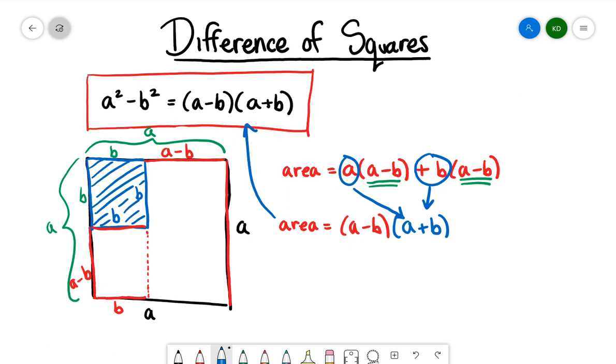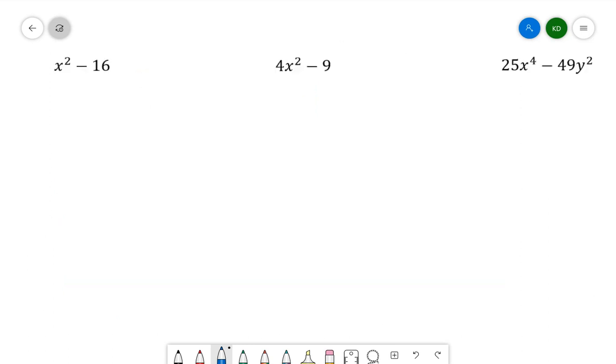So what we're essentially saying is that how do we now go from the left side to the right side? Let's look at a few examples. So here are a few examples of difference of squares. I'm going to show a few different ways of how we can look at factoring them. So the first one is going to be starting from the model that we did on the other page.